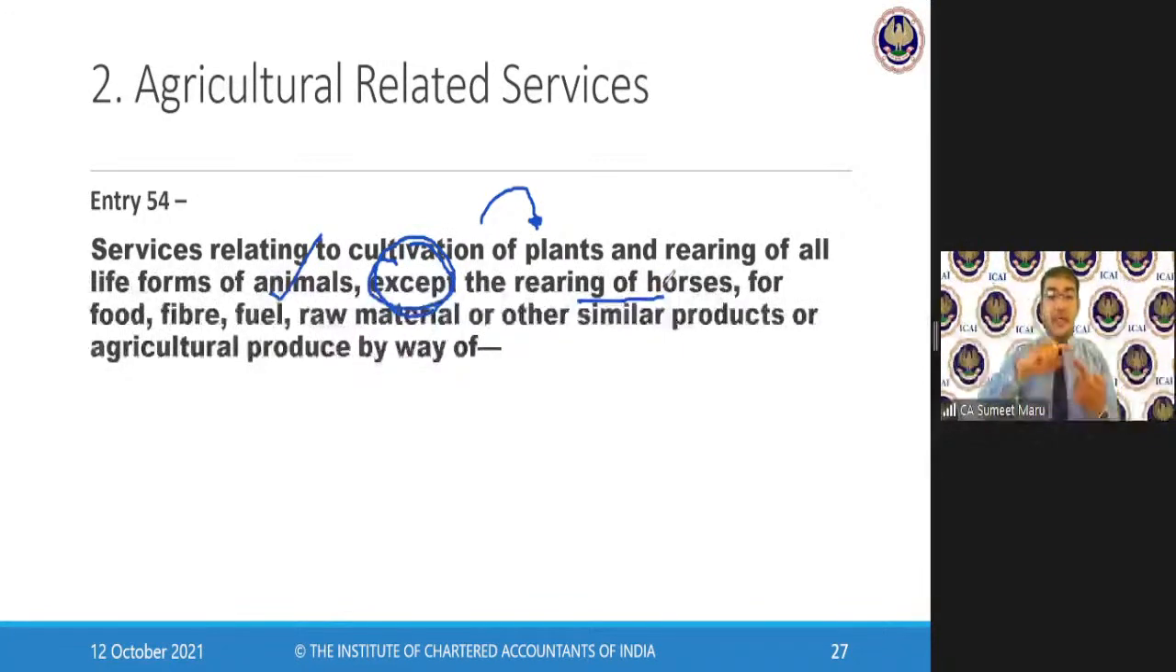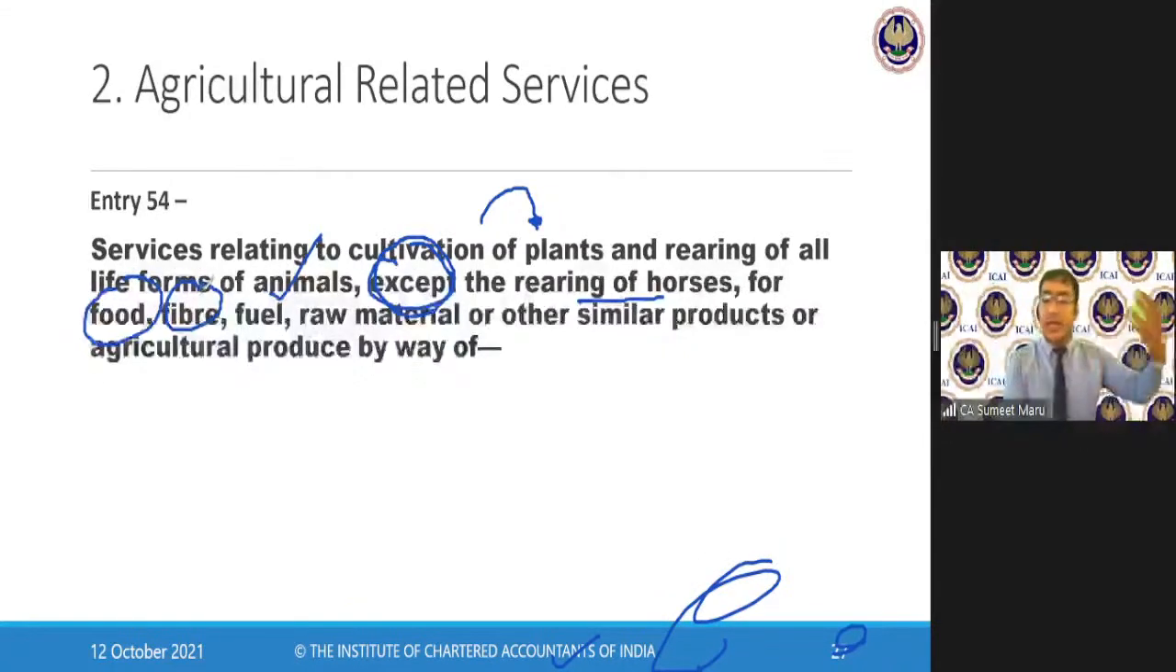All other animals, if you are rearing hens, if you have cows, bullocks, goats, whatever it would be, everything will be considered, as well as the cultivation of all kinds of plants. For what purpose? For food, fiber.